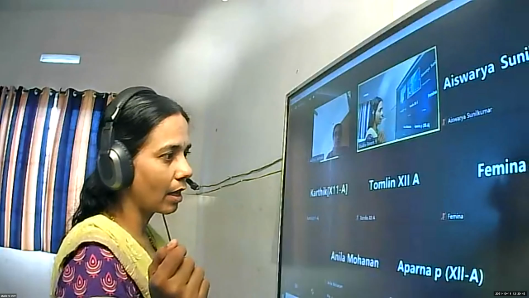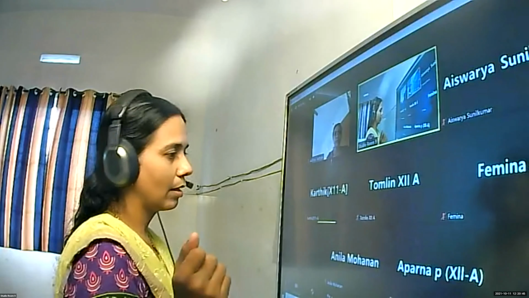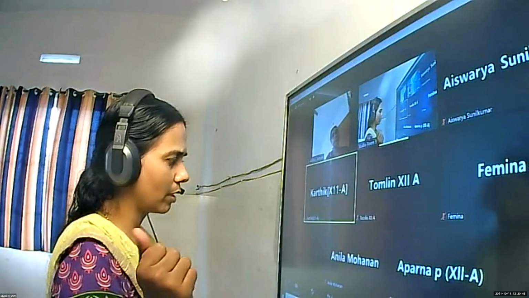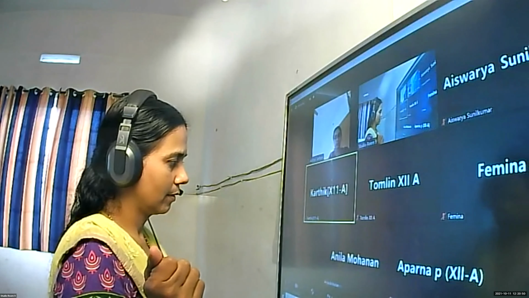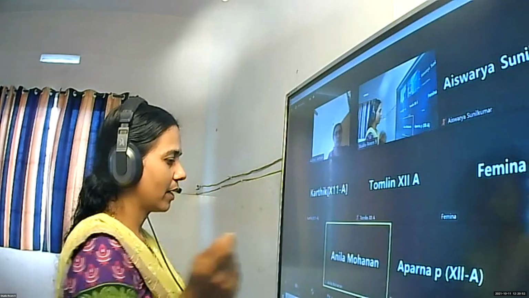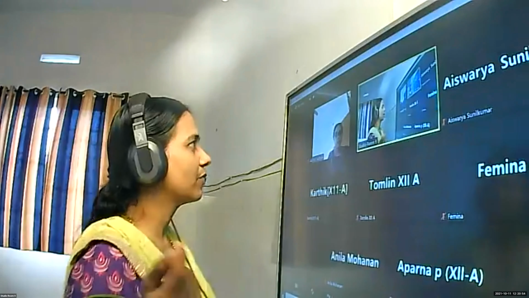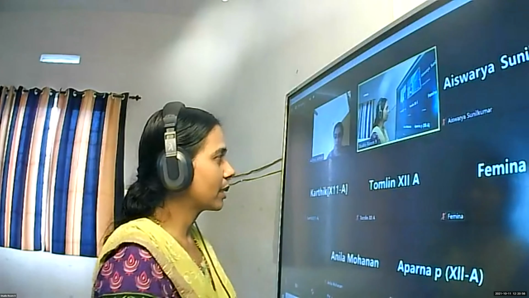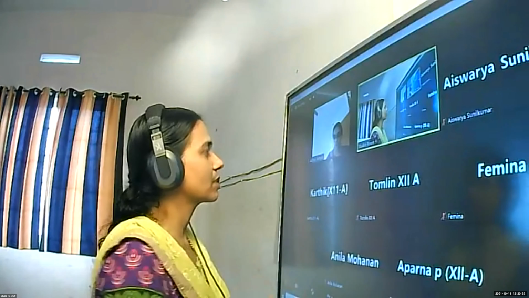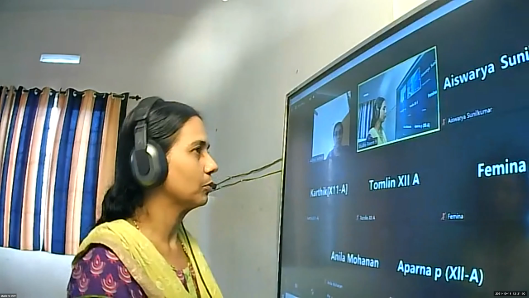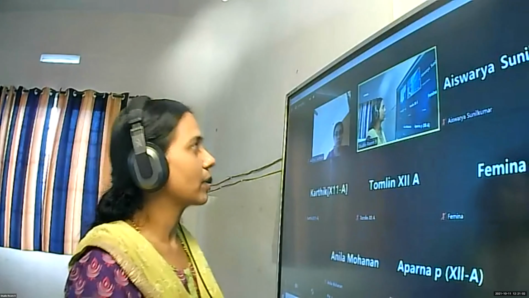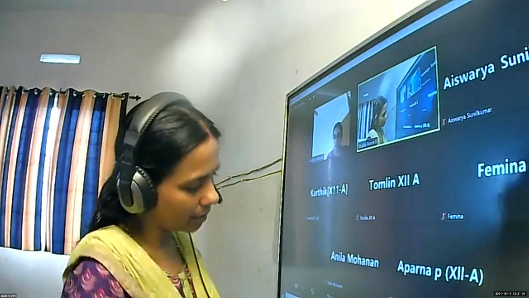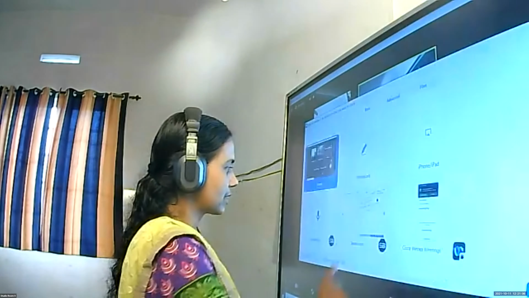Karthik, Aparna, Femina, Anila Mohanan. Yes, ma'am. Fine. Tell me the sign. What about the sign of f double dash of 1, f double dash of 2, and f double dash of 3? Is it positive? Is it negative? Based on the sign, you tell me whether it is maxima or minima. Make it fast.